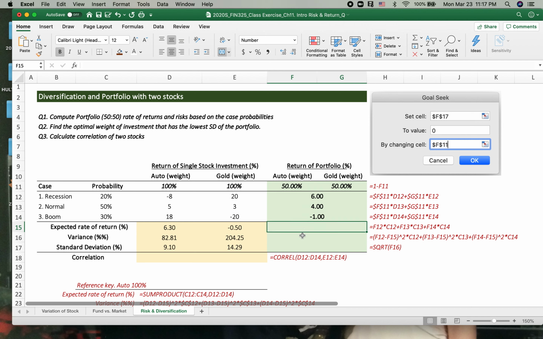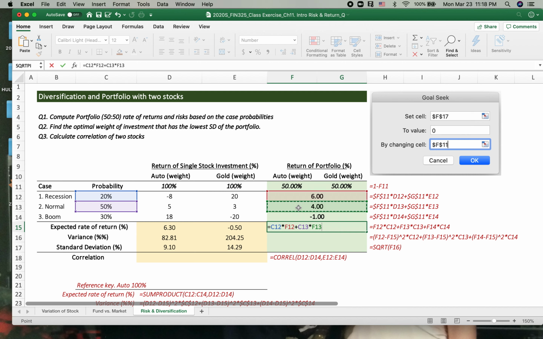And the expected rate of return now is, one more time, the 20% probability times the 6% rate of return of portfolio, plus 50% probability times 4% rate of return of portfolio, plus 30% probability under the boom case times minus 1%. Then 2.9% is the expected rate of return we want to maintain regardless of how the economic circumstances change.